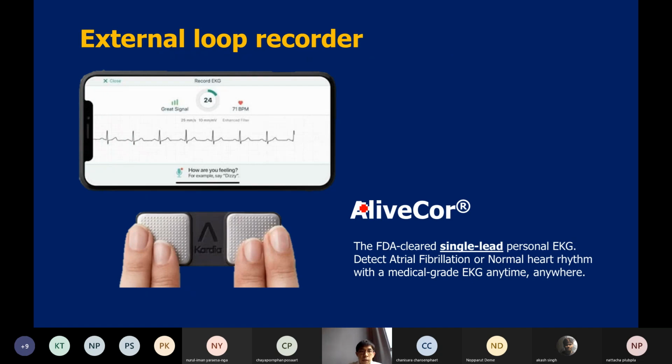The second type is the external loop recorder. An external loop recorder is a type of device that you record by yourself. There are many kinds of it, but this one is called a Live Call. There is a pad here, where you put your finger on the pad, and the ECG would appear on your mobile phone or on your computer.